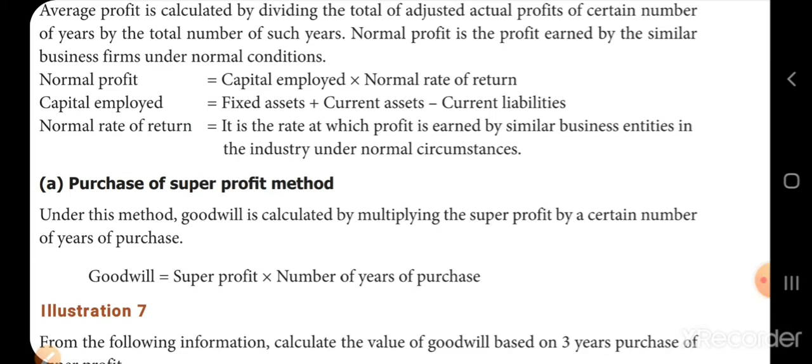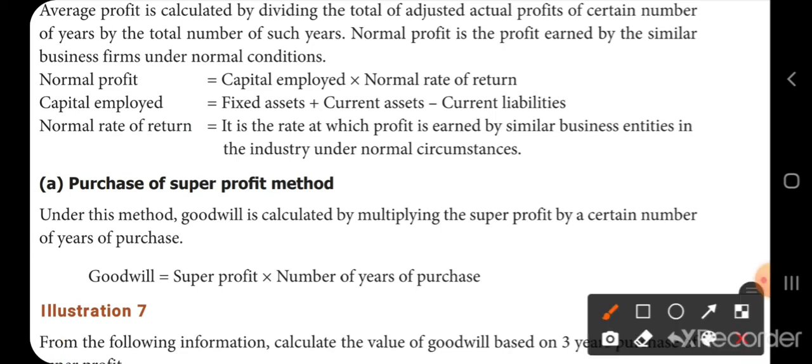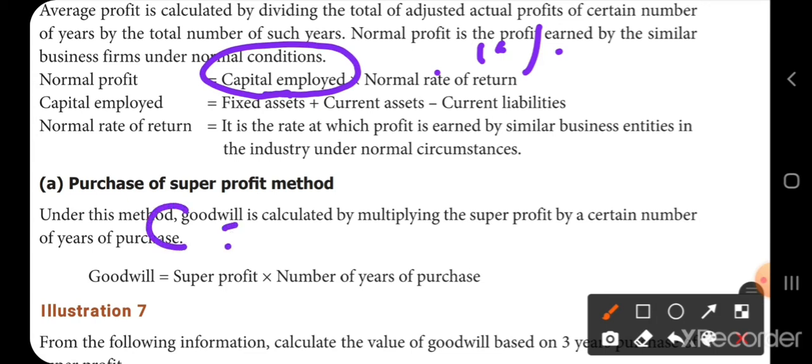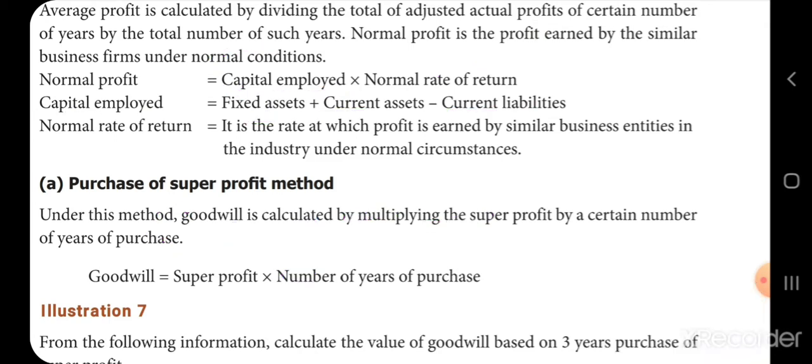Now, you know what is the formula for normal profit. Normal profit is equal to capital employed into normal rate of return, and normal rate of return sometimes will be given in the problem itself, the percentage. Now, capital employed. What is the formula for capital? Assets minus liability. So, same thing only, you remember this. Capital employed is equal to asset. Asset is what? Fixed asset plus current asset minus the current liability. Total asset, fixed asset plus current asset minus the current liability.